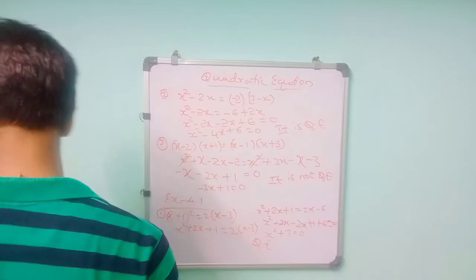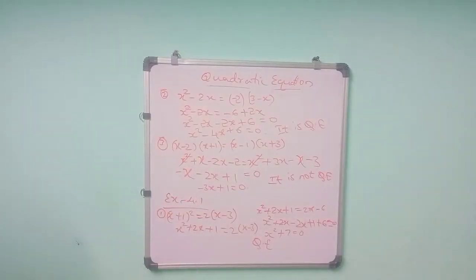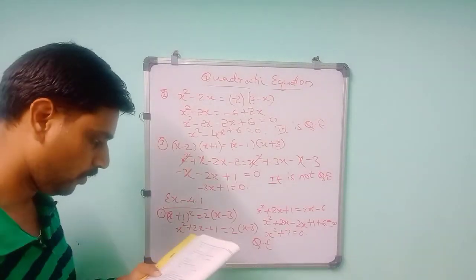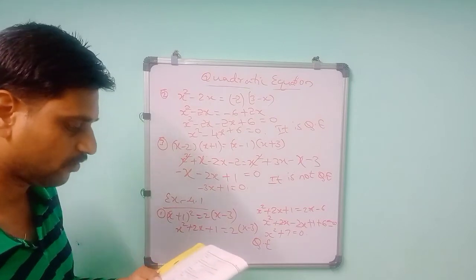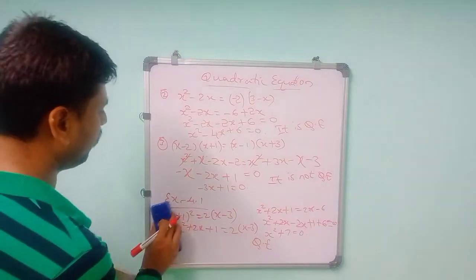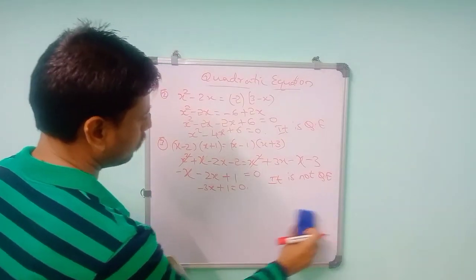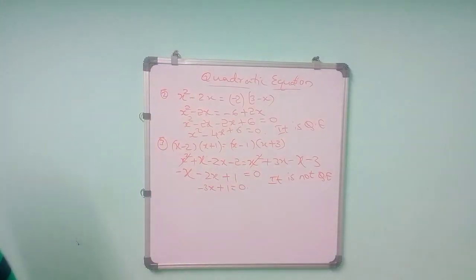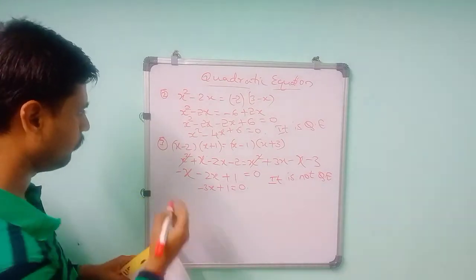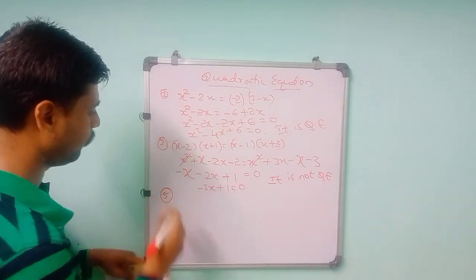Then the fourth one, x minus 3 into 2x plus 1 is equal to x into x plus 5. You can do that one yourself.